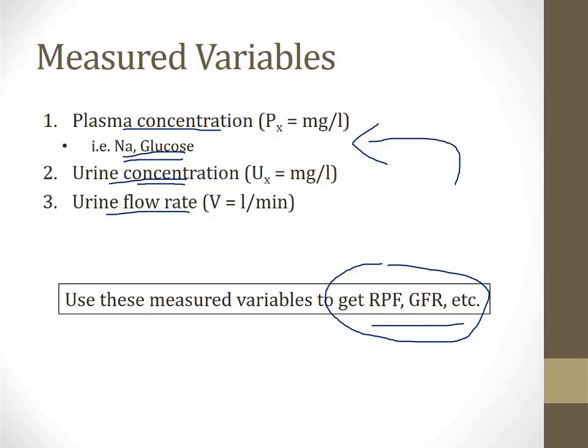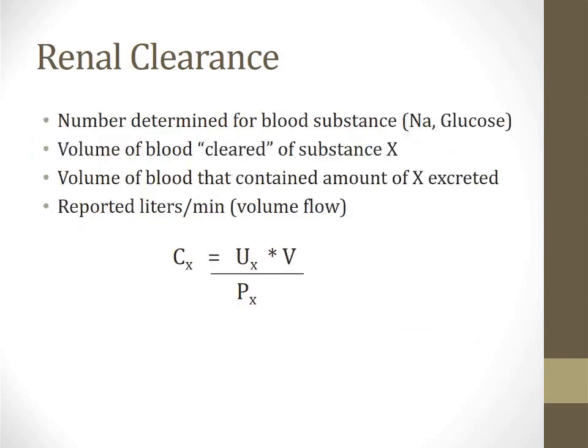And if we ask the patient to collect their urine over 24 hours, we can then determine the urine flow rate in liters per minute. So from these 3 easily obtainable, or relatively easily obtainable, measurements, we will try to get some important measurements of what's going on in the kidneys, like renal plasma flow and GFR. Before we can talk about how to calculate renal plasma flow and GFR, I need to talk about renal clearance.